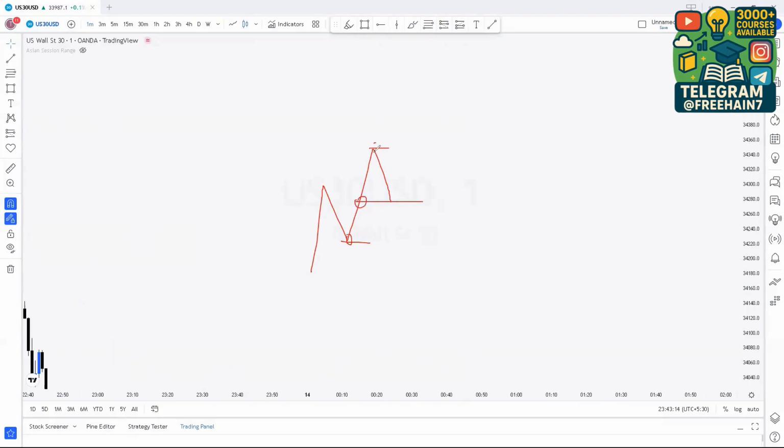So this is the structure. Let's say this is the higher low and this is the higher high, and this is the equilibrium. So obviously below it will be the discount area. Okay, so this is bullish, right?